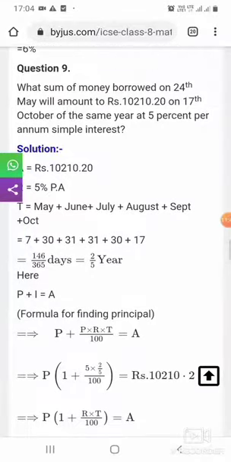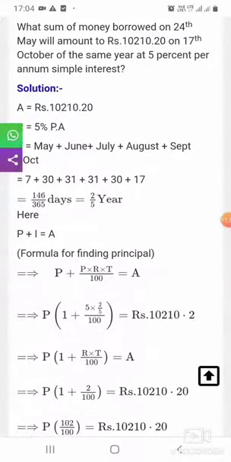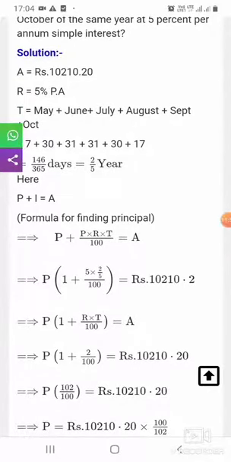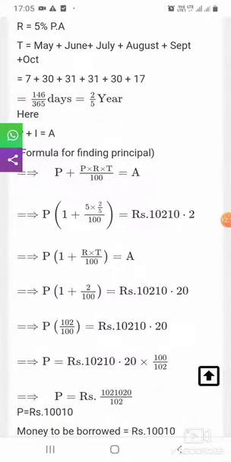Here the amount is 10,210.20. It means the principal and SI are also added in that. Now let us take this. R is what? 5% per annum. Now convert this time period: 146 by 365 years. By cancellation it gives 2 by 5 year.